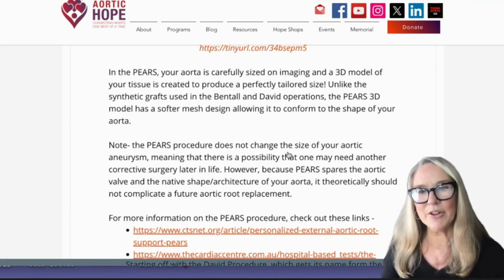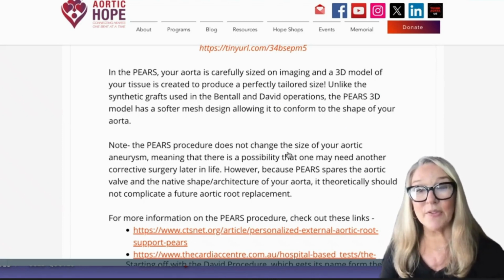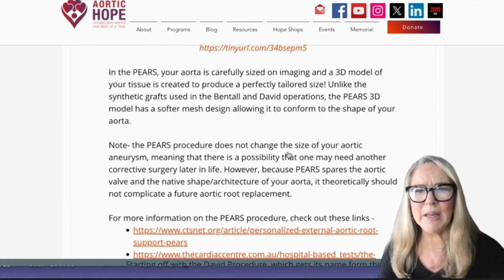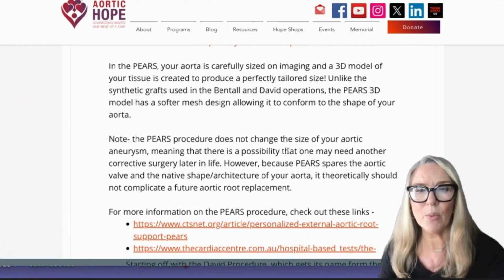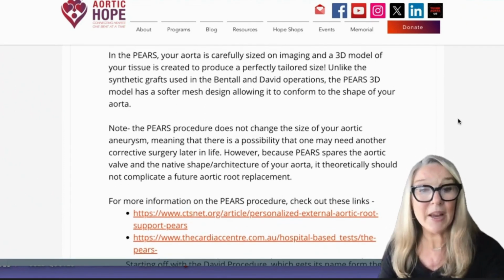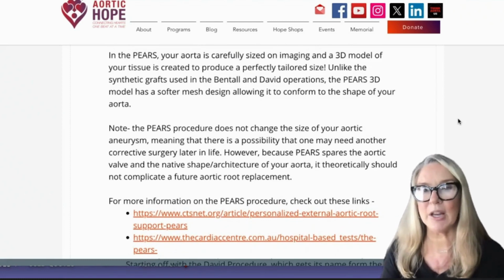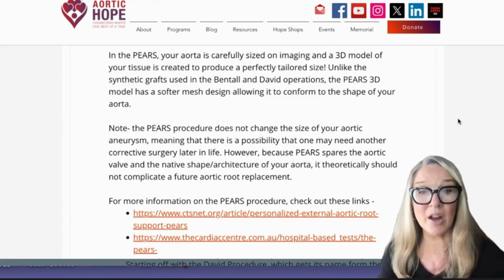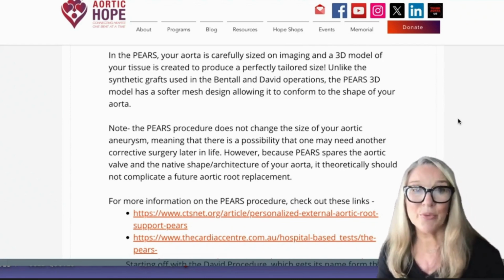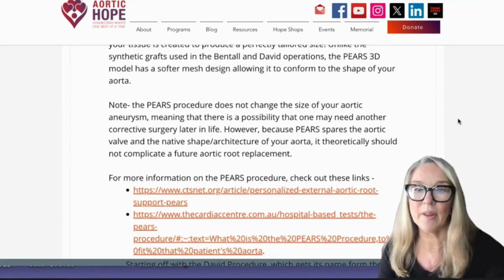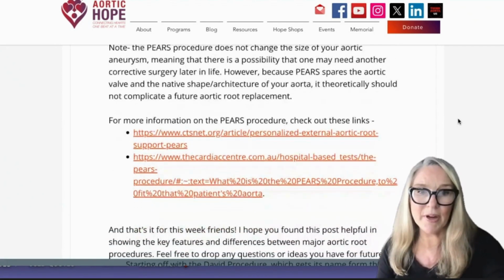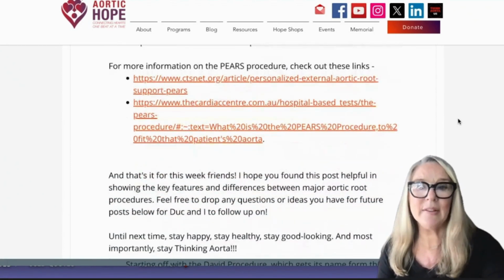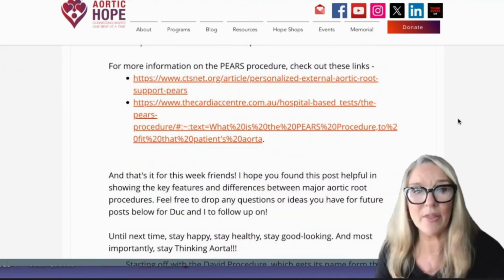Please note, the Pears procedure does not change the size of your aortic aneurysm, meaning that there is a possibility that one may need another corrective surgery later in life. However, because the Pears spares the aortic valve and the native architecture of your aorta, it theoretically should not complicate a future aortic root replacement. For more information on the Pears procedure, please check out these links located here on the website.